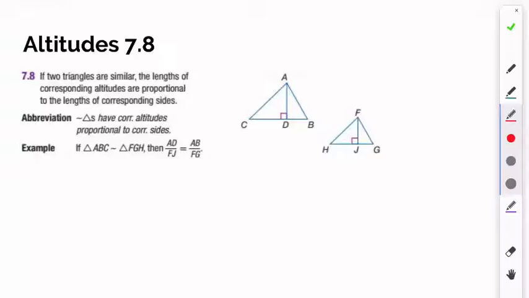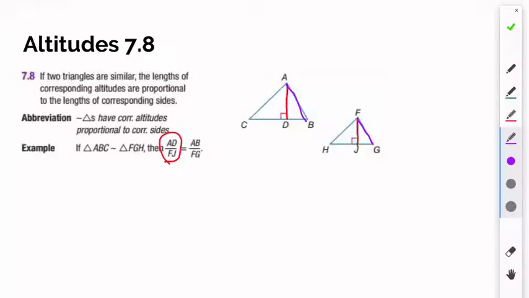Okay? So if two triangles are similar, the lengths of those corresponding altitudes are going to be proportional to the lengths of the corresponding sides. Notice here that we have the altitude AD for our example, over the altitude of the second, similar triangle, FJ, is equal to any of the sides, but they chose AB here, so AB over that same side on the other similar triangle, FG. Now, could they have used AC over FH? Sure. It could be any of the sides.